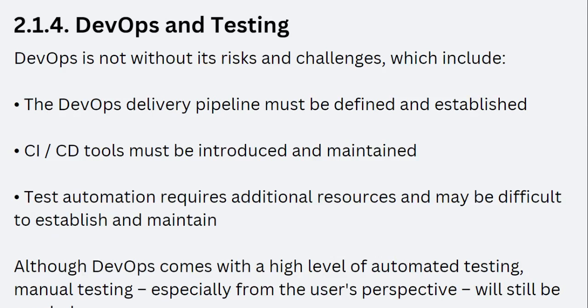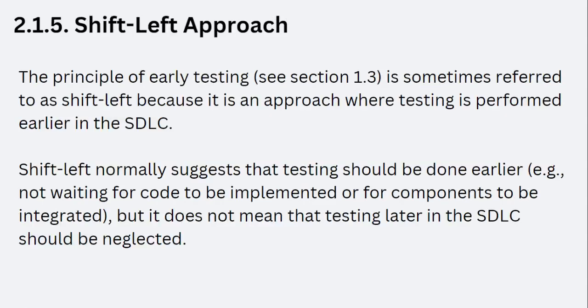Despite its benefits, DevOps presents certain risks and challenges, such as establishing and defining the DevOps delivery pipeline, and maintaining CI and CD tools, allocating additional resources for test automation, which can be challenging to set up and sustain. While DevOps emphasizes automated testing, manual testing, particularly from the user's viewpoint, remains necessary.